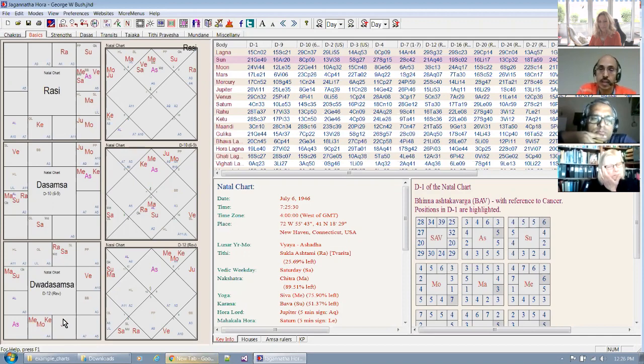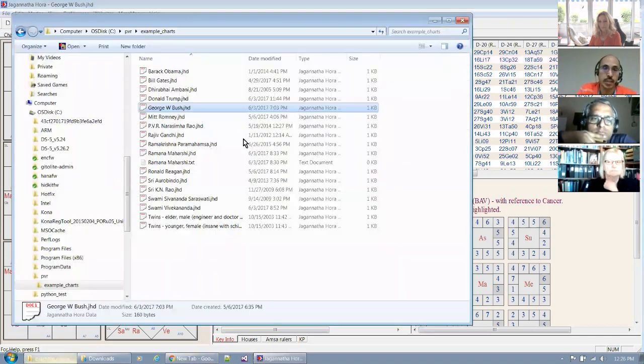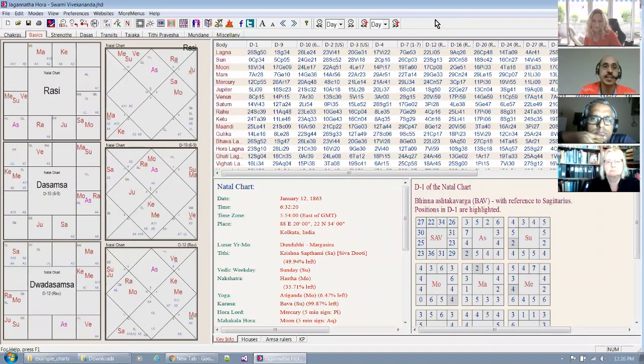Now let's take one complicated example where there are just too many strong links. Swami Vivekananda. And let's see the links between his Dasamsa and Vimshamsa. As you expect, Vimshamsa is the chart of Upasana, your own spiritual progress.